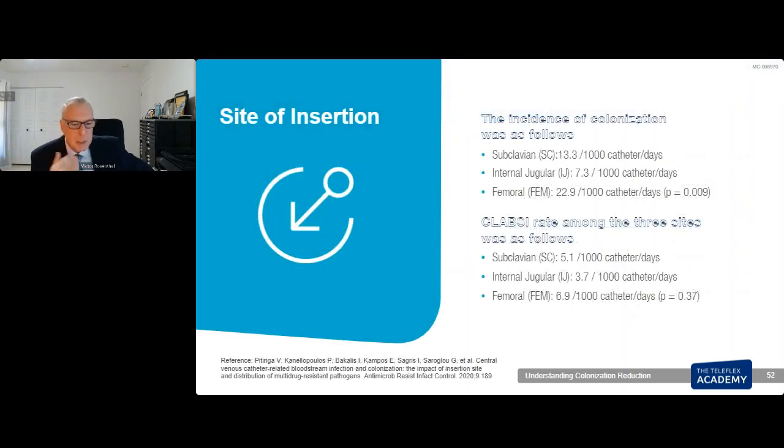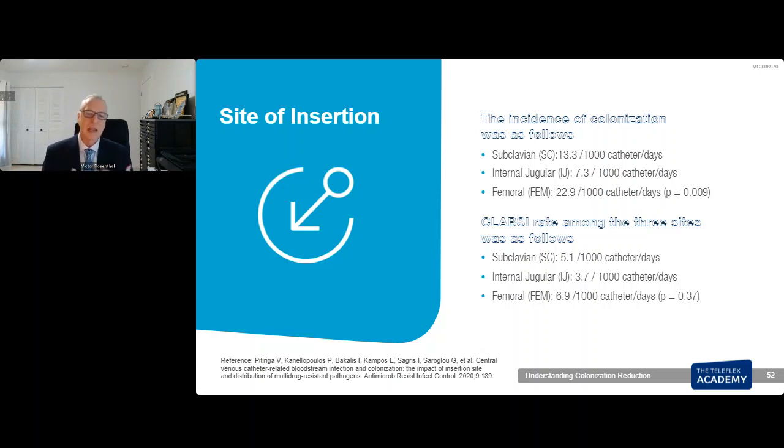Site of insertion. In 2020, Pitiriga published this study. He analyzed colonization by insertion site and infection by insertion site. He found that the subclavian colonization rate per 1,000 catheter days was 13, for internal jugular was 7, for femoral was 23. This is colonization. But for infection, he found that for subclavian it is 5 per 1,000 catheter days, for jugular is 4, pretty close to subclavian, overlapping, and for femoral it was 7, showing the highest rate of colonization and infection for femoral.